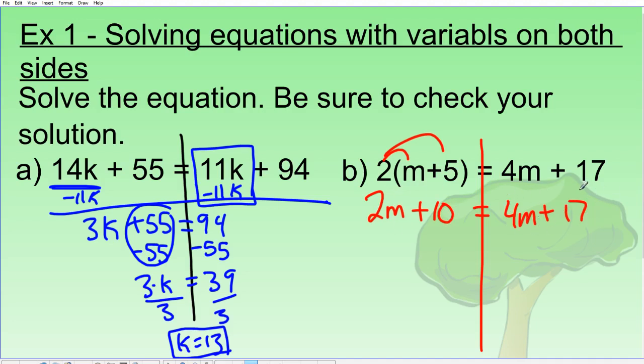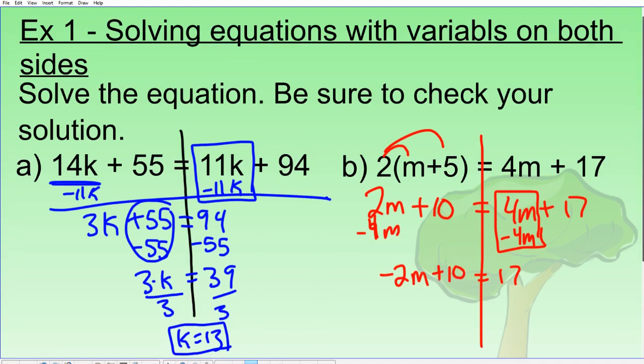Done. Step 3. Do I have variables on both sides? Yes, I do. I have m's on both sides. So I'm going to get rid of the one on the right by adding or subtracting. Since he is positive, I'm going to subtract him away. So that gives me 17 here. On this side, 2m minus 4m is negative 2m. Plus 10 comes along for the ride.